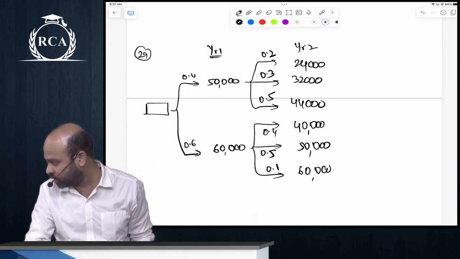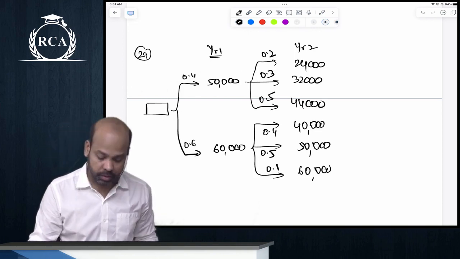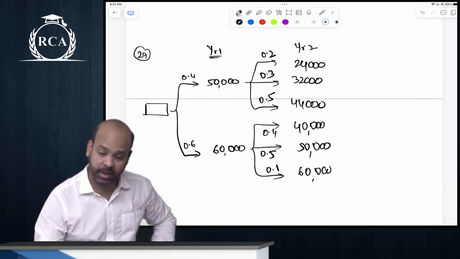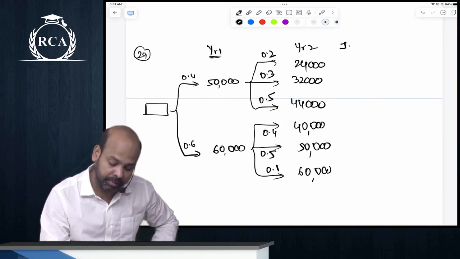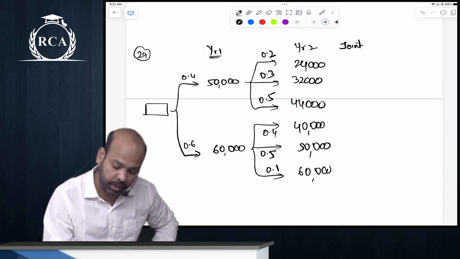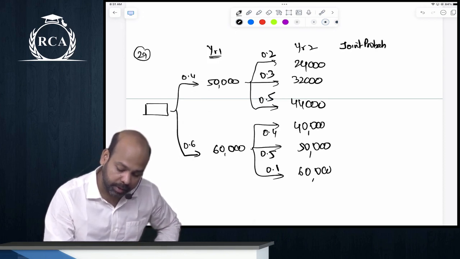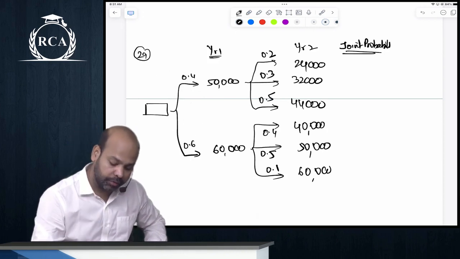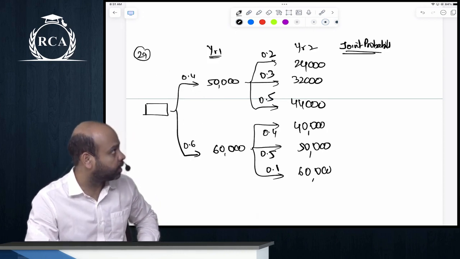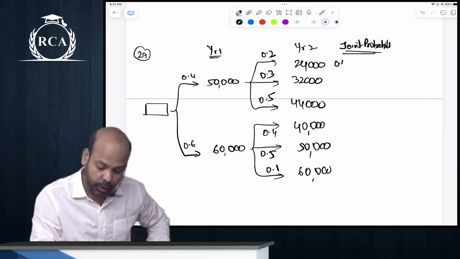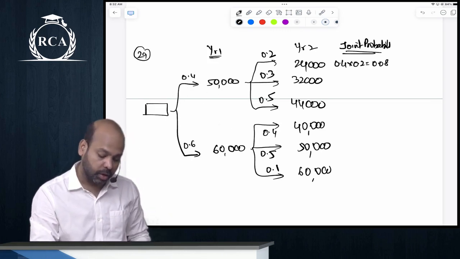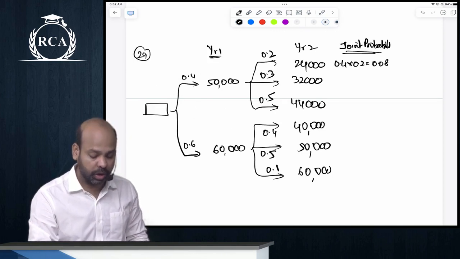What will you do after this? Write the joint probabilities first, because you will also have to identify expected NPV. Rather than computing probabilities later for expected NPV, it is better to do it right here. Joint probability means what, guys? It is the probability of the entire outcome scenario. 50,000 in year 1, 24,000 in year 2. What is the probability of that? 0.4 into 0.2, 0.08. 50,000 in year 1, 32,000 in year 2.